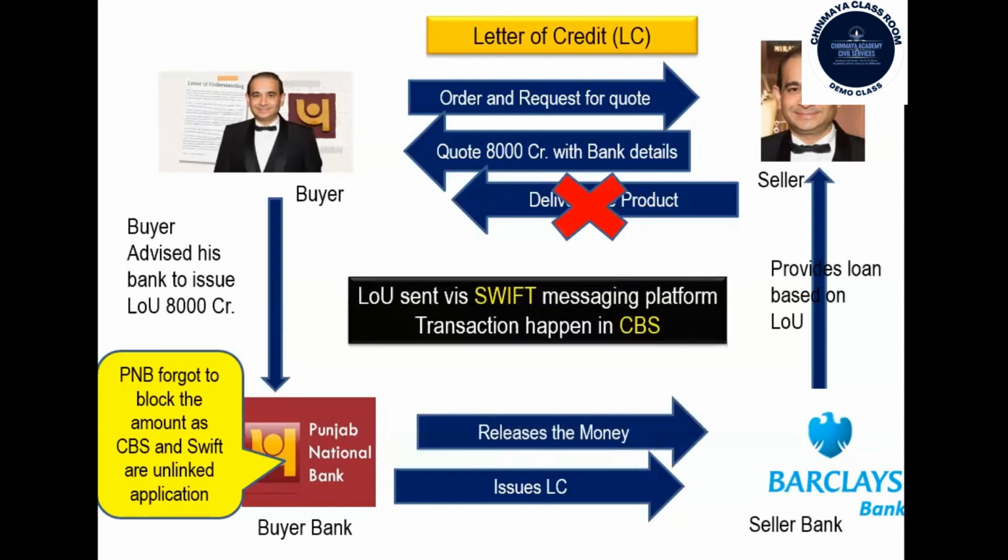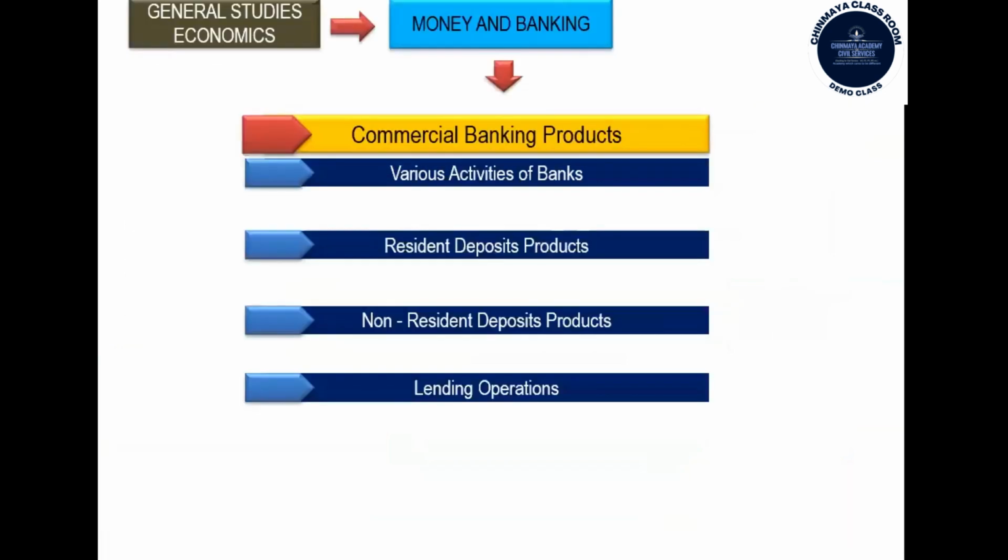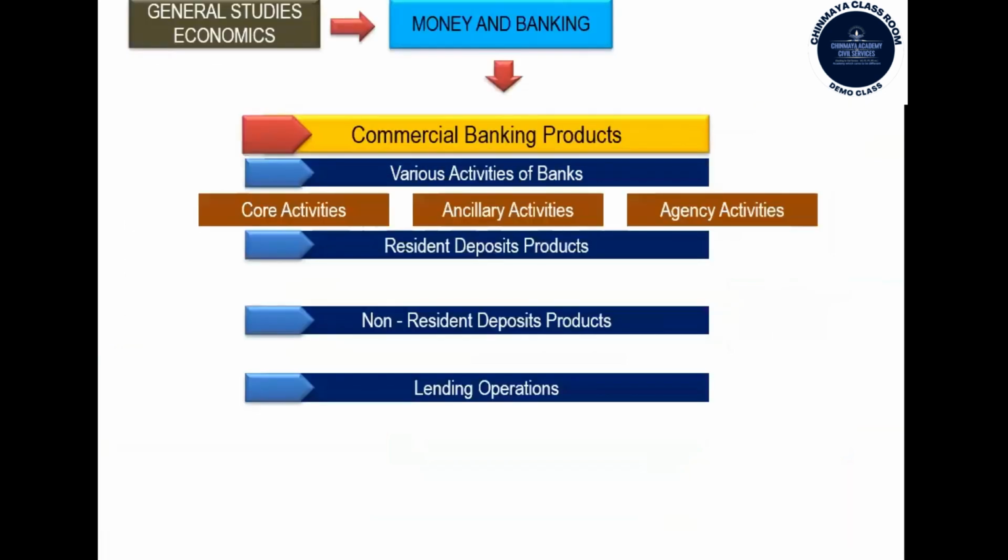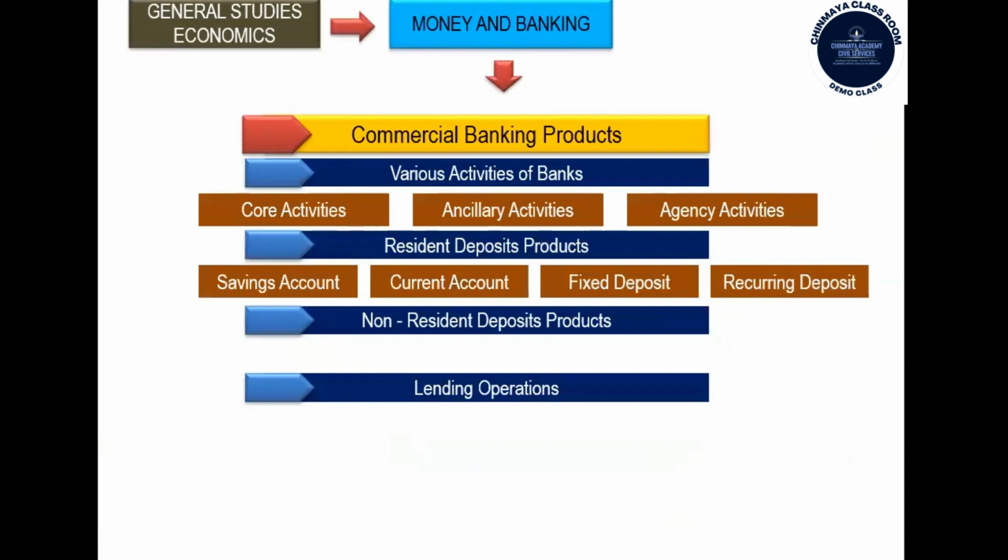So the problem here is with LOU sent via SWIFT, but CBS is not updated. The Reserve Bank of India told all the SWIFT and CBS must be immediately connected in all the banks. And now almost all the banks have connected. We don't know which bank have not connected, but Nirav Modi will know. And one of his disciples will soon do one another fraud, and then we will understand that there is a gap. Got it?